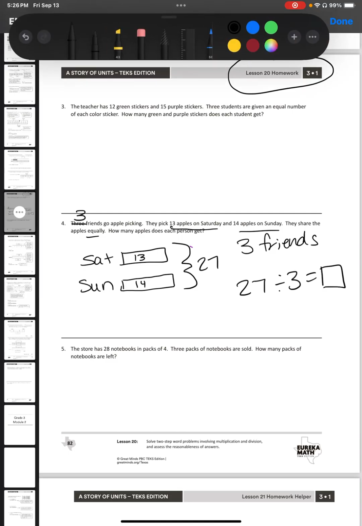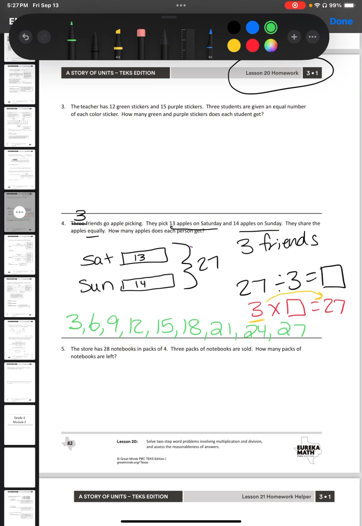Again, let's flip that into multiplication. 3 times something equals 27. What factor do we know? We know 3. We can count by threes and see how many threes it takes to get to our total of 27. So I'm going to make a running list over here. 3, 6, 9, 12, 15, 18, 21, 24, 27.